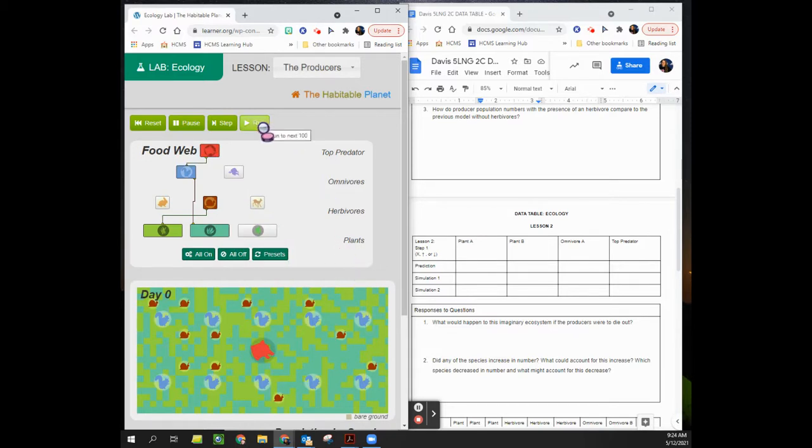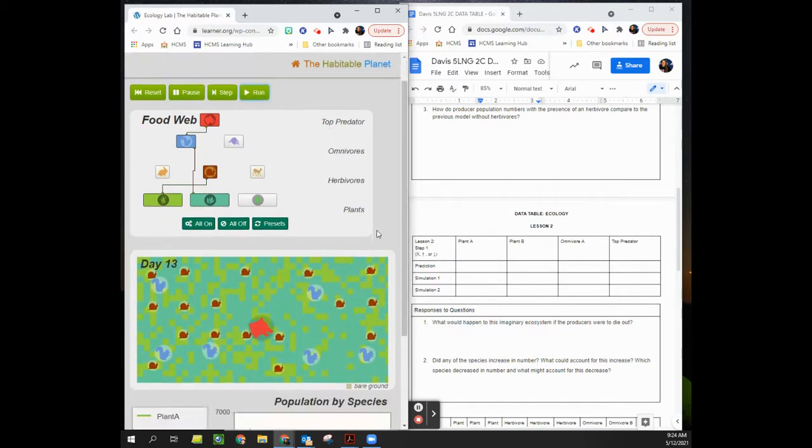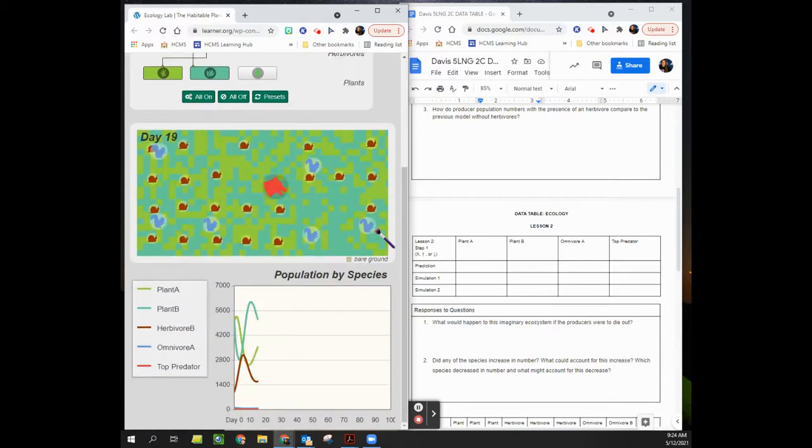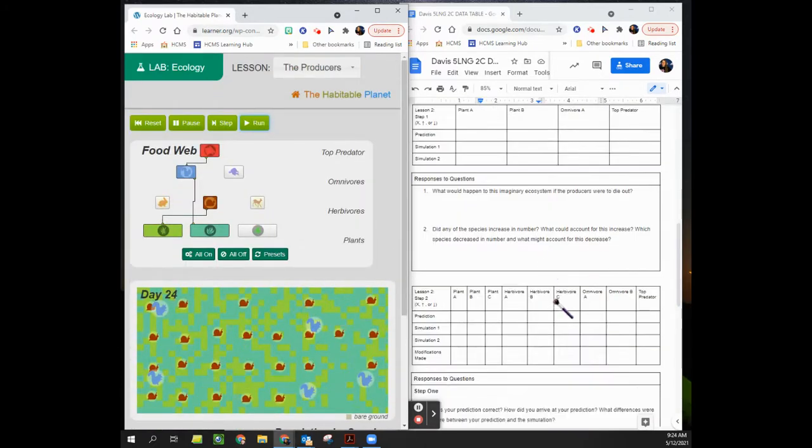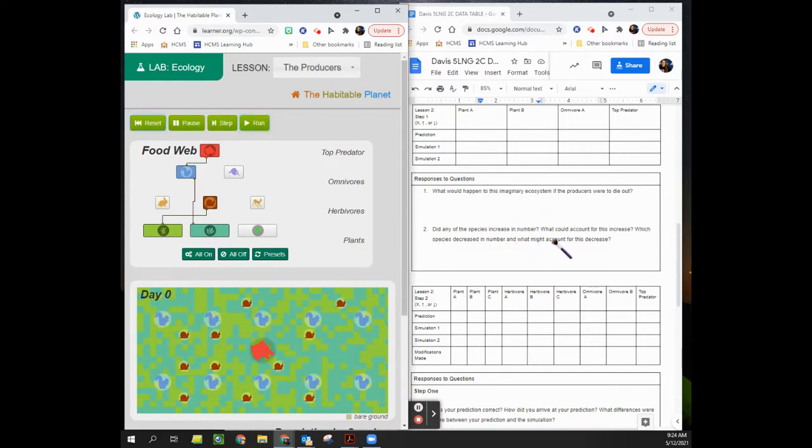Okay, then I run simulation. So this would be one run, one simulation, and then I would maybe make some different choices, some slight adjustments, and run yet another simulation. Okay, then I'm going to respond to those questions. So this is obviously an imaginary ecosystem, but if all the plants die out, right, what would happen? Did any of the species increase in number? What could account for the increase? Why would it have increased? Why would it have decreased?